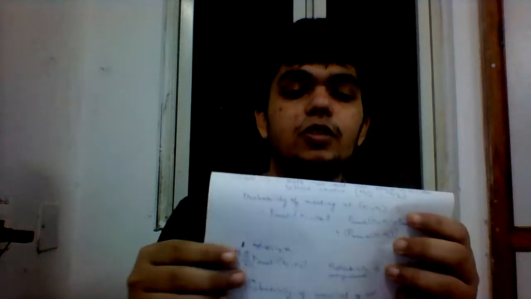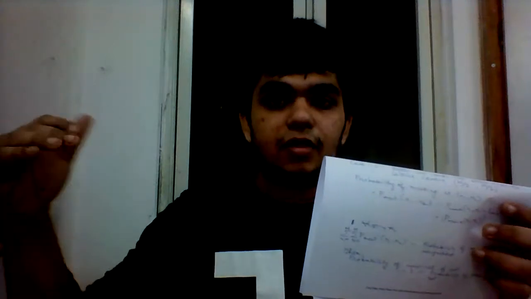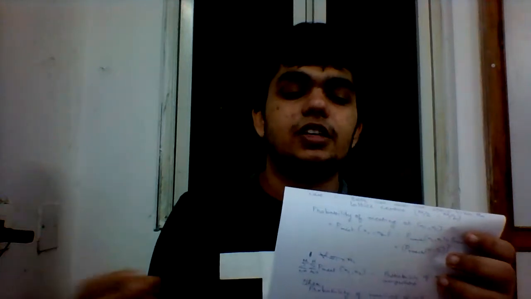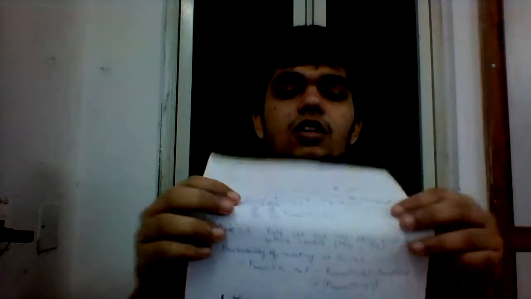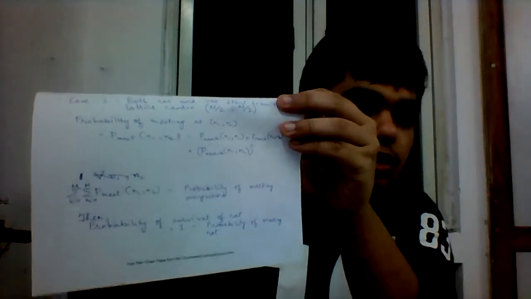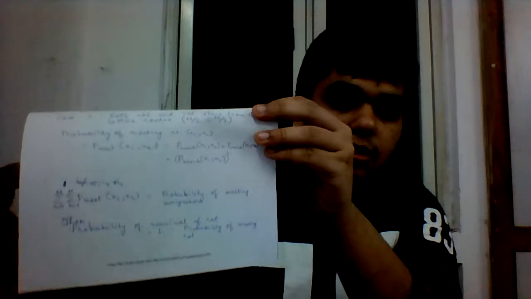Also, case 2 is when they start from the lattice center, m by 2 comma n by 2, in which case we'll have to consider the probability as this. P reach is what you saw previously, right? Now that you find the probability of the rat and the cat meeting, the probability of survival of the rat is going to be 1 minus the probability of them meeting.